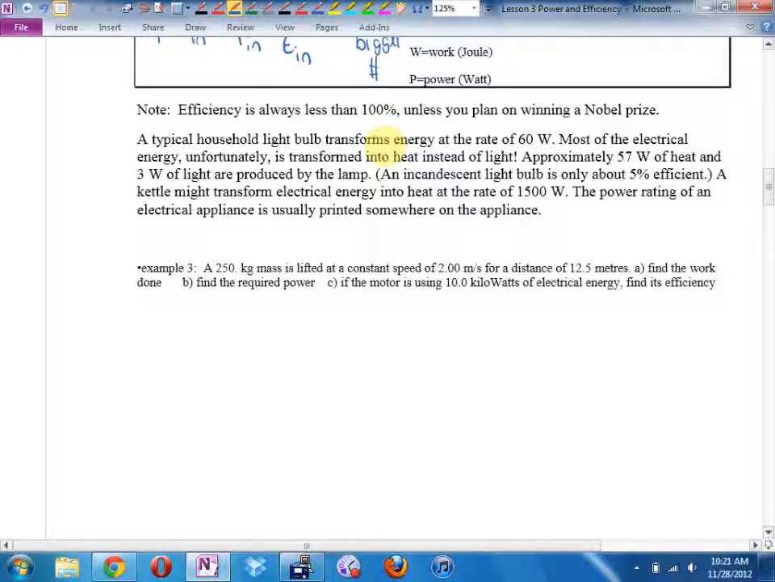A kettle might transform electrical energy into heat at the rate of 1,500 watts. The power rating of an electrical appliance is usually printed somewhere on the appliance. You want to know how many watts an appliance is? You ask yourself, how much heat does it move around? The more heat it moves around, the higher its wattage. Kettle moves around a fair chunk of heat. Stove, very high watt. Microwaves, pretty high watts. Dryers, very high watts. Kitchen fans, not very high watts.